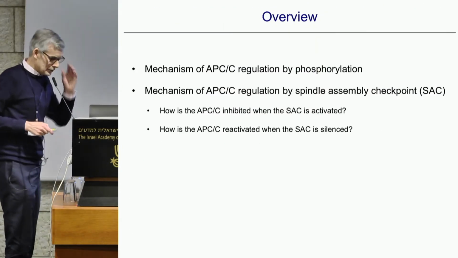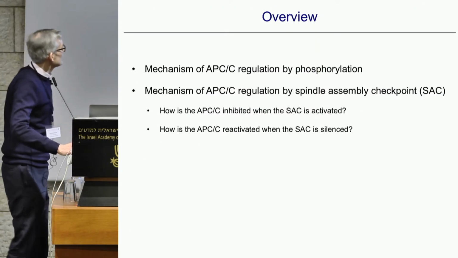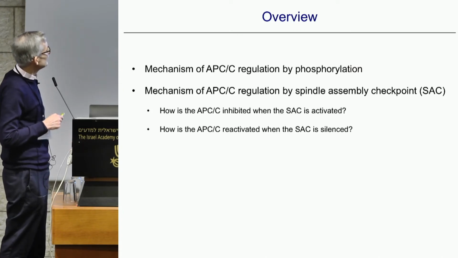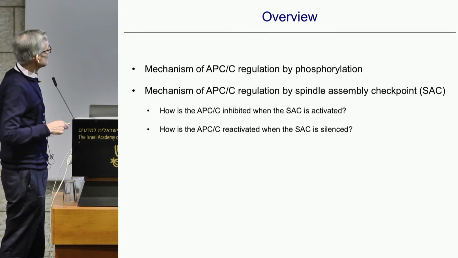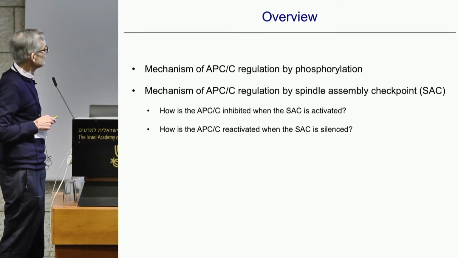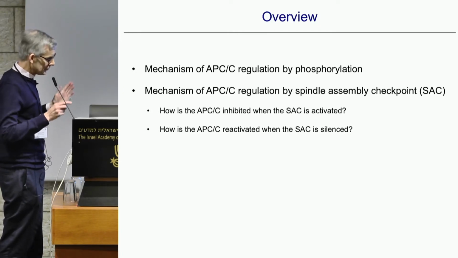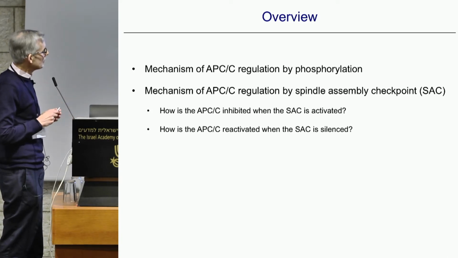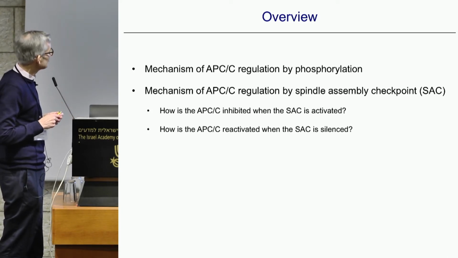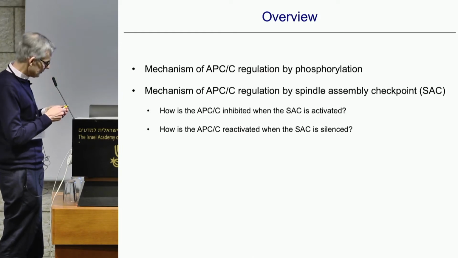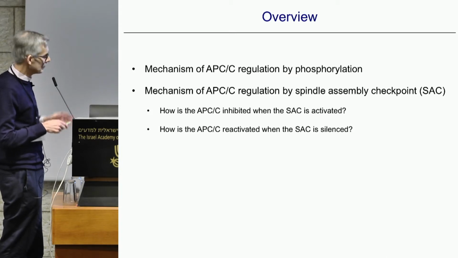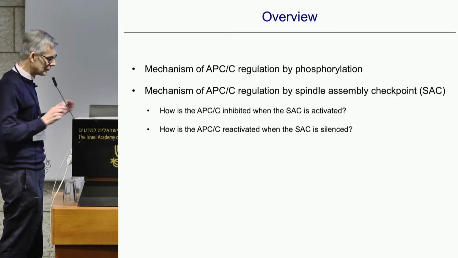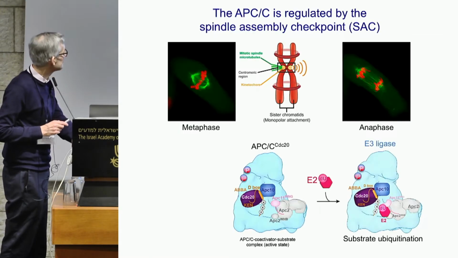Today I'll describe two studies. The first study is to explain how the APC is controlled by phosphorylation in mitosis. Then I'll spend most of my time describing how the APC is controlled by the spindle assembly checkpoint, which determines that all chromosomes segregate simultaneously at metaphase. I'll explain first how the APC is inhibited by the spindle assembly checkpoint, or SAC, and then explain how the APC is reactivated when the SAC is silenced, when all chromosomes are properly attached to the mitotic spindle.